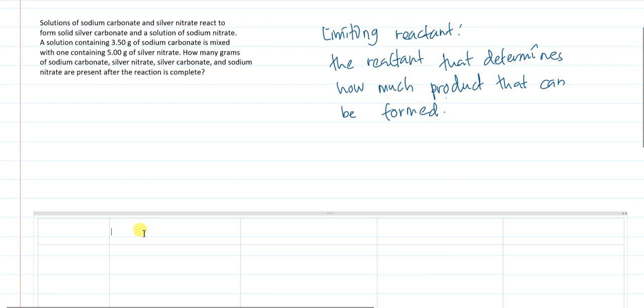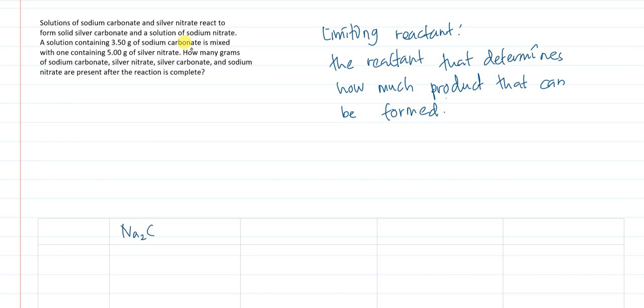We have silver carbonate and sodium nitrate formed from a reaction between silver nitrate and sodium carbonate. So we have sodium carbonate, Na2CO3, reacted with silver nitrate, AgNO3. And what we'll produce is silver carbonate, Ag2CO3, and we will produce sodium nitrate, NaNO3.